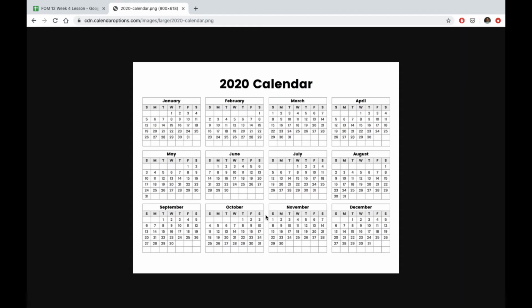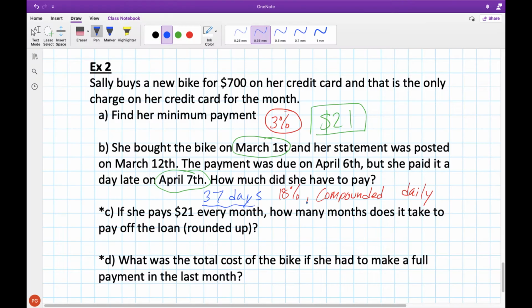7th. So if we look at a calendar, we were told that the day that she purchased it was on March 1st and she paid for it on April 7th. So we need to figure out how many days that is. One of the easy ways to use the calendar here is to just go down one line and that adds 7. So this would be 7, 14, 21, 28. And then when we go down one more line, we would be at this line here. That's 35, 36, 37. So between March 1st and April 7th, this is going to be 37 days of interest. So even though it was only 1 day late, she's going to get charged for 37 days worth of interest.